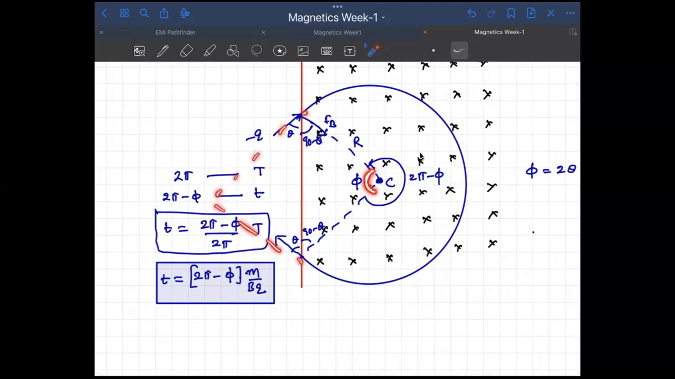If this is phi, what is this? 2 pi minus phi. Always exterior only, outside one only. No confusion. I am teaching this again. These lines are mutually perpendicular to each other. If this is phi, this is 2 pi minus phi. Correct or not? That's all.